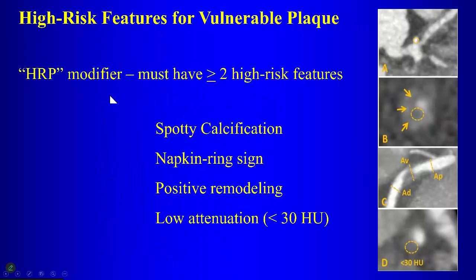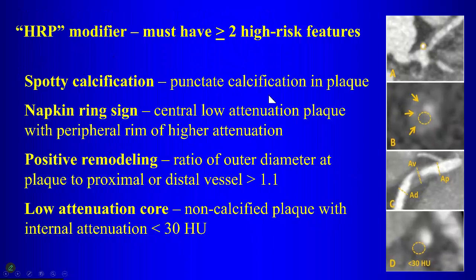Okay? So to say it's a high-risk plaque when you're looking at these coronary studies, you must have greater than or equal to 2 high-risk features. So spotty calcification, napkin ring sign, and we'll talk about what that means. Positive remodeling, there's a little bit of dilatation of the vessel where the plaque is, and low attenuation core. So we'll talk about what each of these are. Spotty calcification, punctate calcifications within the plaque. Napkin ring sign: if you have a low attenuation core and somewhat higher attenuation in the surrounding plaque, that's called a napkin ring sign. And so that is also a feature of a high-risk plaque.